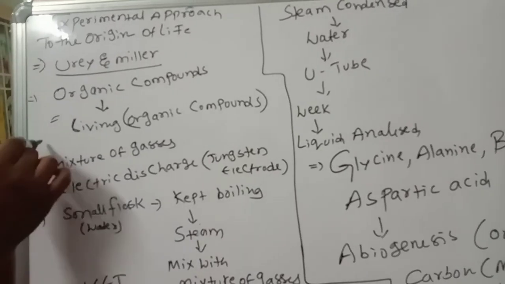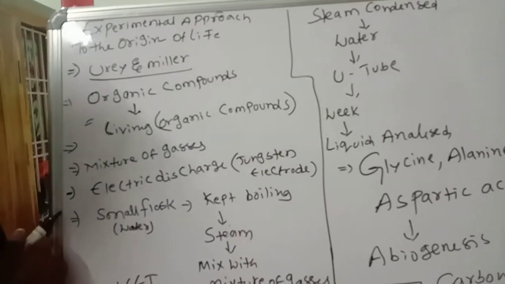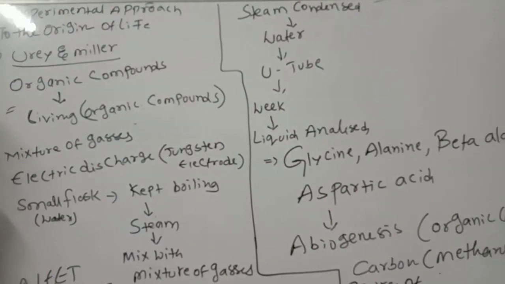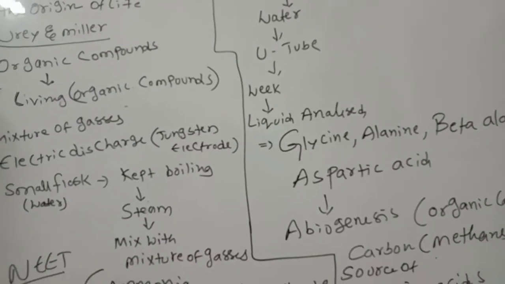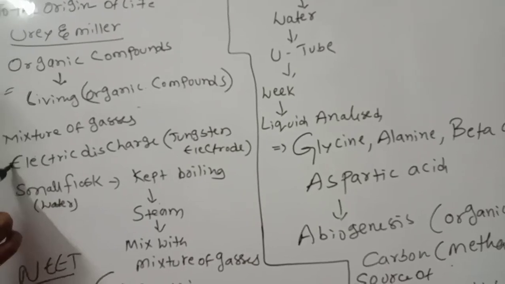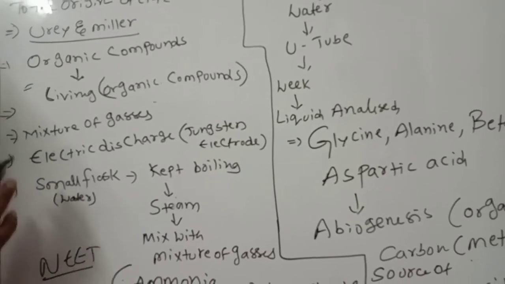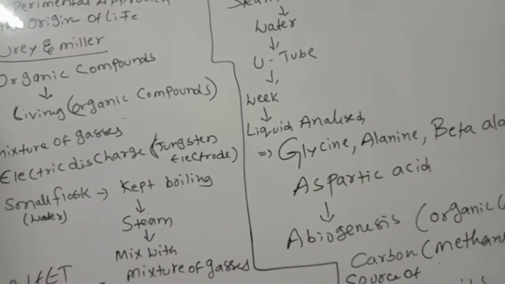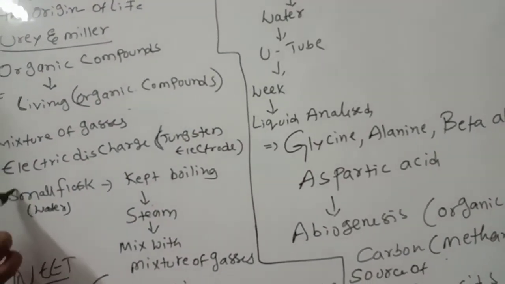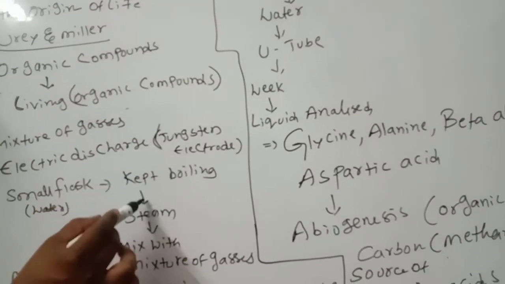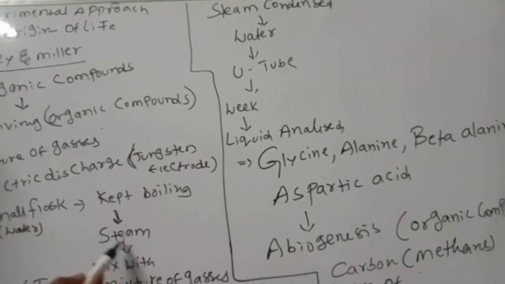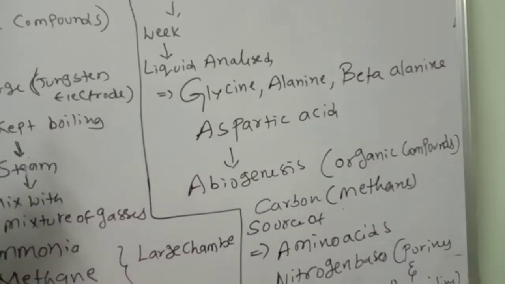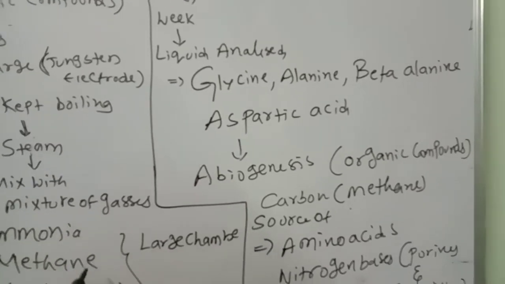What they took as requirements for their experiment in the apparatus: first they took the mixture of gases. What kind of gases? Ammonia, methane, hydrogen. Then electric discharge. Thunder is the electric power in nature, but here he took the same kind of electric discharge, with a tungsten electrode fixed in the apparatus. Then he took a small flask with water and kept it boiling, so steam was released. That steam mixed with ammonia, methane and hydrogen in the large chamber.